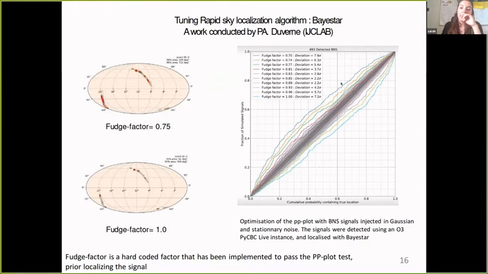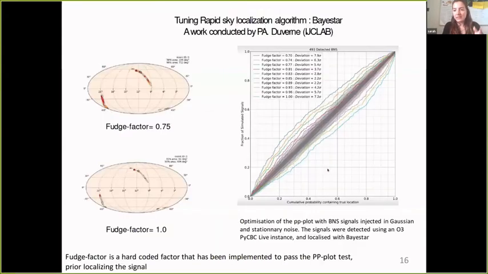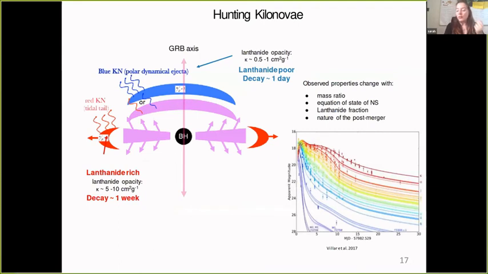our pipeline. And so when we were looking at whether the fudge factor that we used in O3 was the best one, we thought that it was not, because it was only optimized for one pipeline, whereas we have different searches in LIGO Virgo. So this is something that we are actively working on.